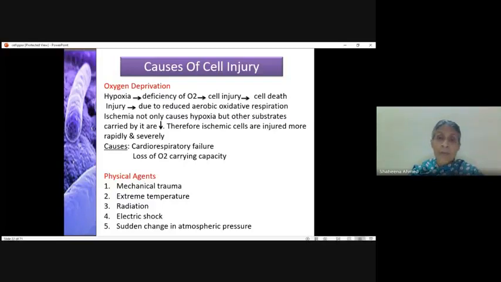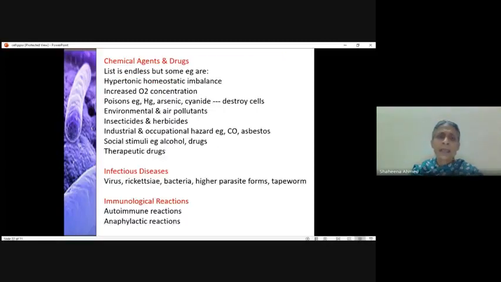Now, what can be the causes? If the oxygen supply is not there, there can be physical agents like trauma, extreme temperatures, radiation, shock. Then there are a lot of chemical agents, the list is endless, a lot of drugs which can cause cellular injury. Then infectious diseases caused by viruses, bacteria, protozoa, parasites, the list is endless. Then immunological reactions, autoimmune reactions, anaphylactic reactions.